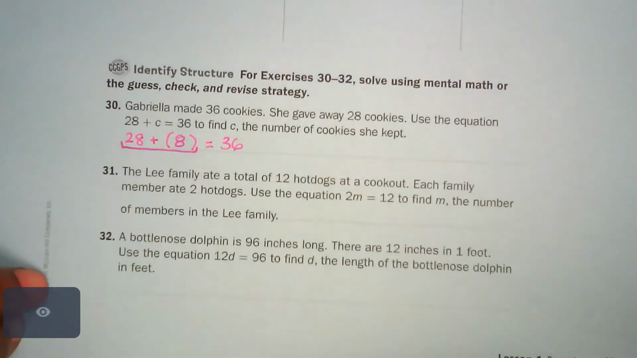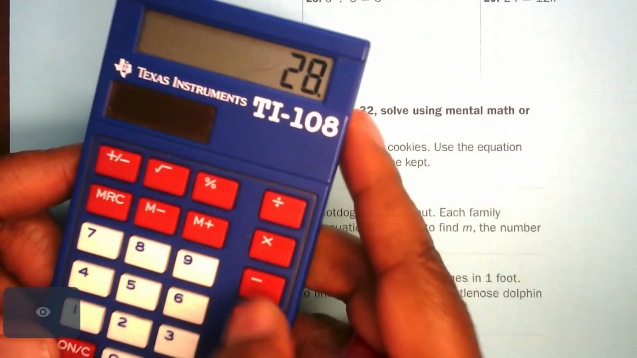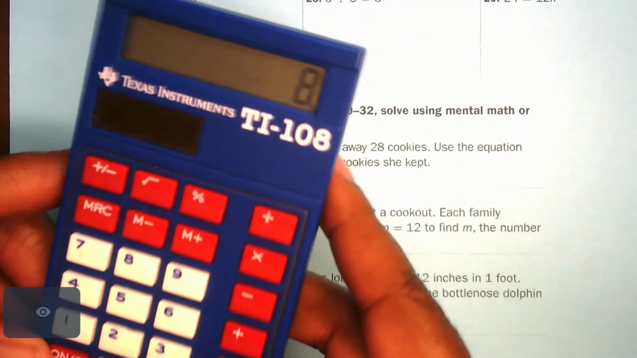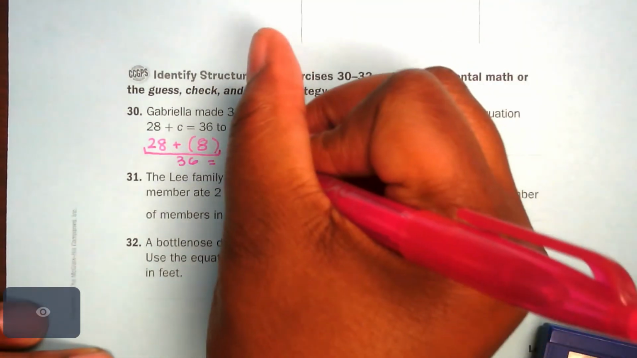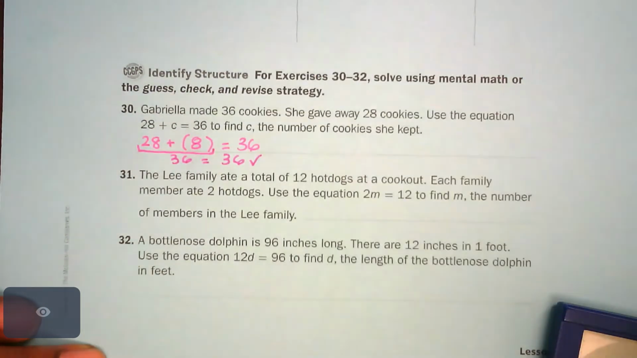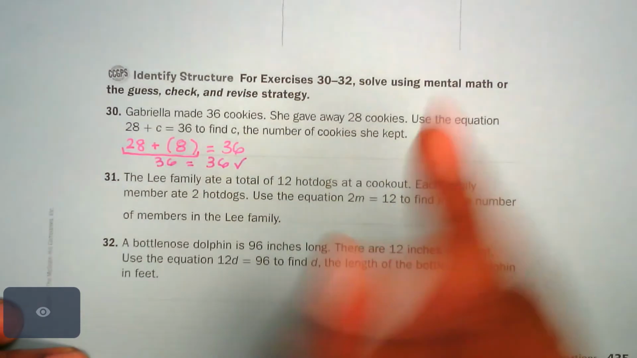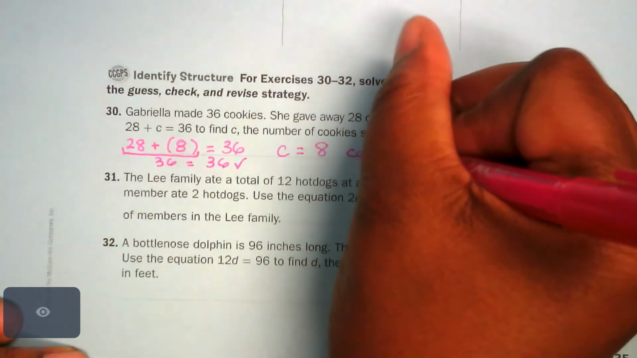So now let's solve this side. 28 plus 8, 36. So we're saying that 36 equals 36. And that is absolutely correct. So find C, the number of cookies she kept. C is equal to 8 cookies.